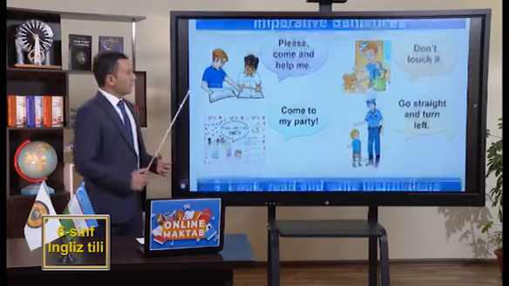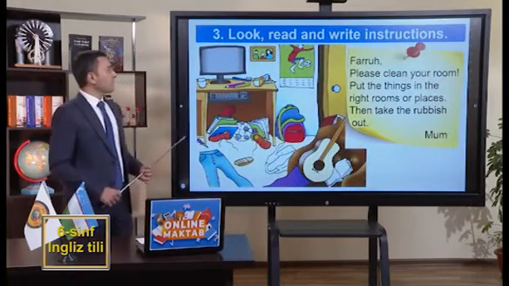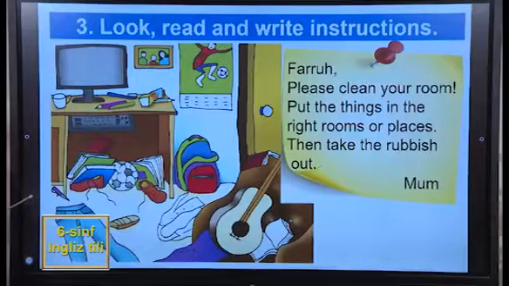Let's move on doing activities. Activity 3. Dear pupils, look at the picture carefully and read the instruction.